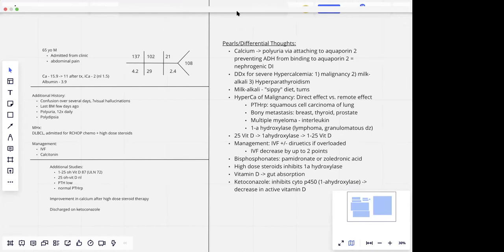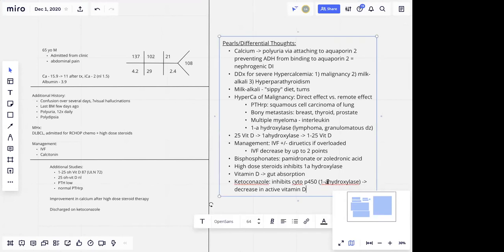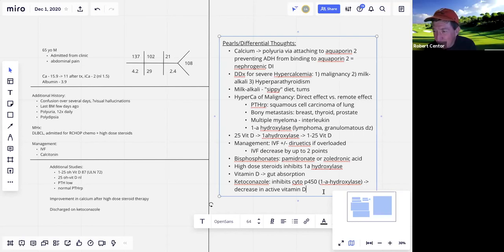Oh, that's interesting, because I know that we use it also in weird areas. For example, in prostate cancer as an anti-androgen medication. It seems like it has a lot of off-label uses. Yeah, it has to do with cytochrome.